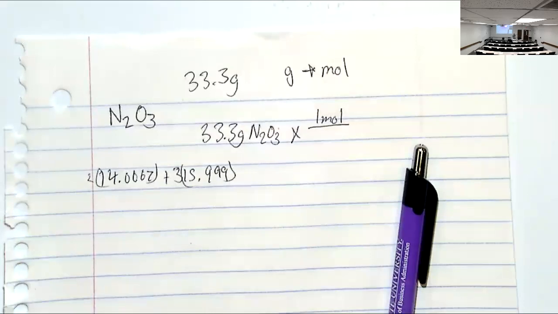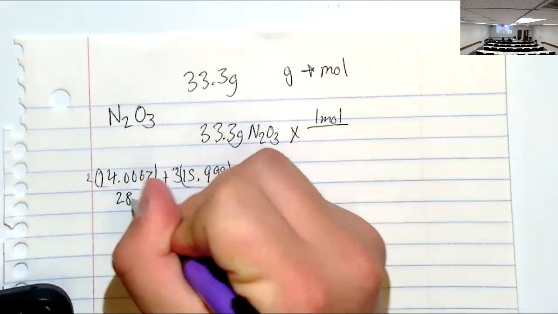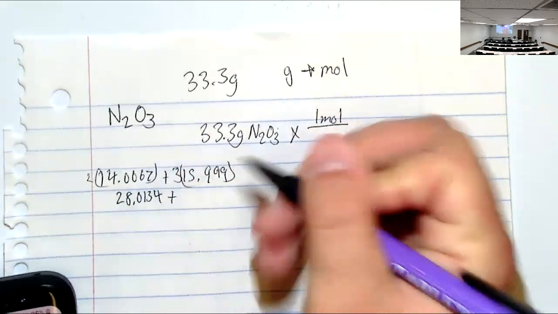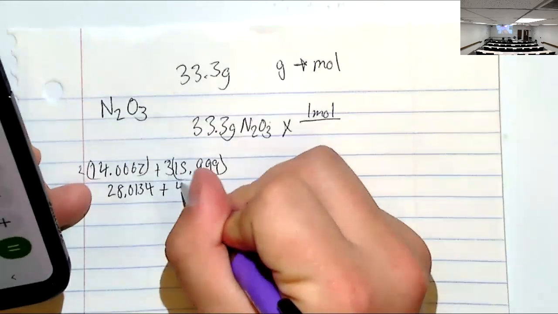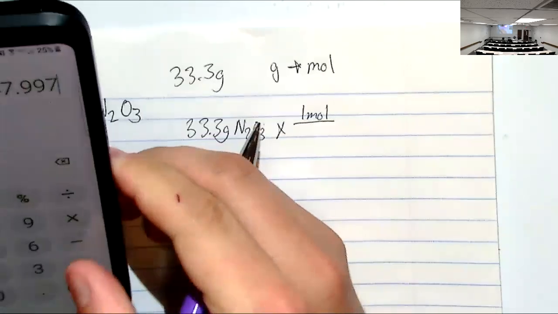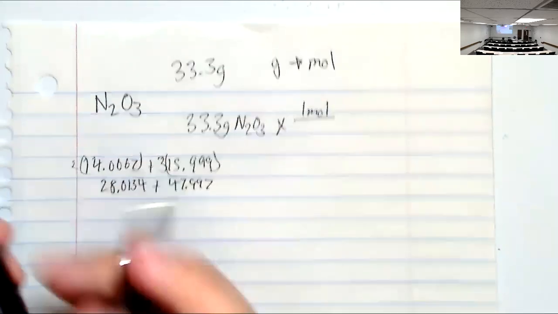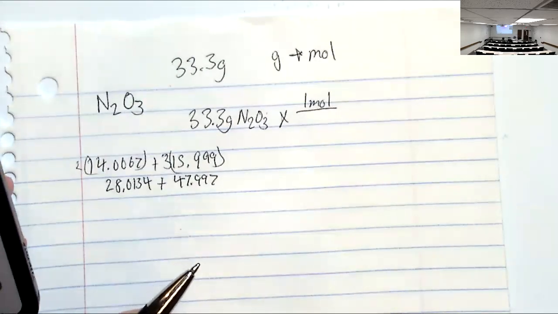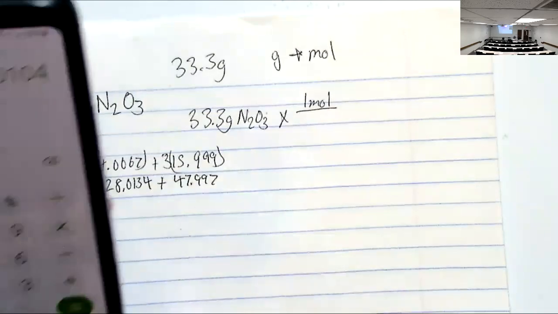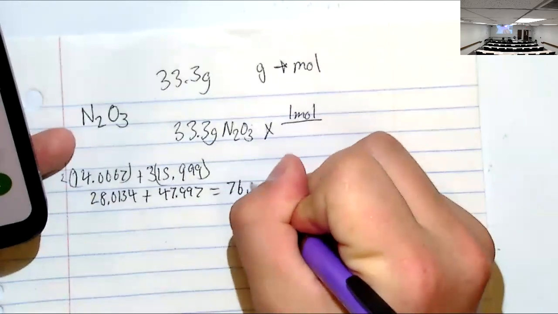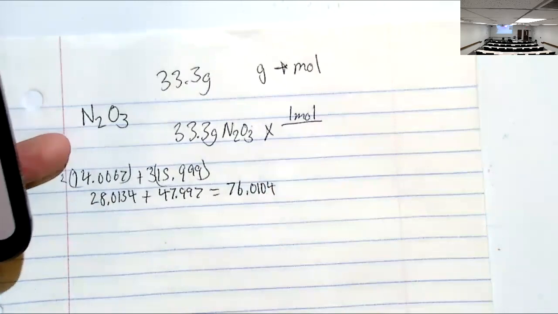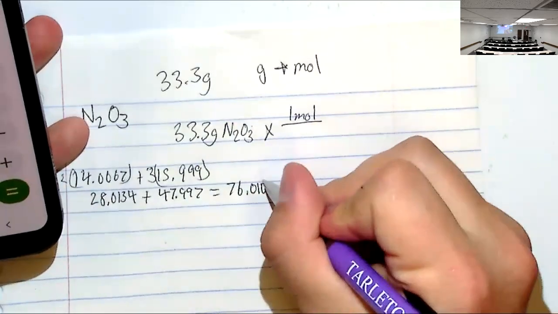Which is 14.0067 times 2, that's 28.0134, plus our 3 oxygens, which is 15.999 times 3, which is 47.997. That number, plus our nitrogen, which is 28.0134, gives us our molar mass, which is what we need to convert from grams to moles. So we use that up here.